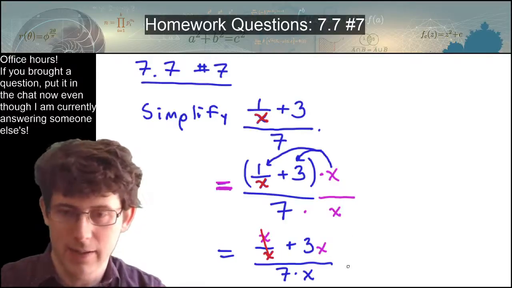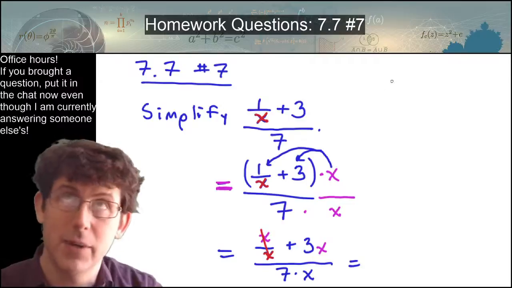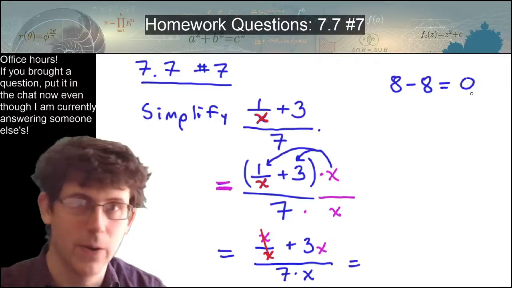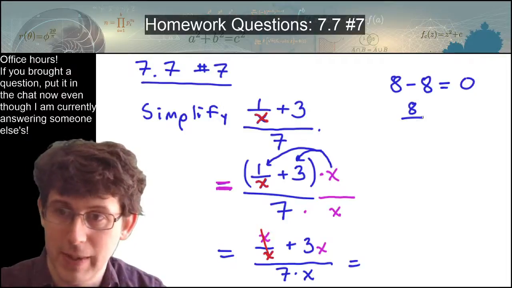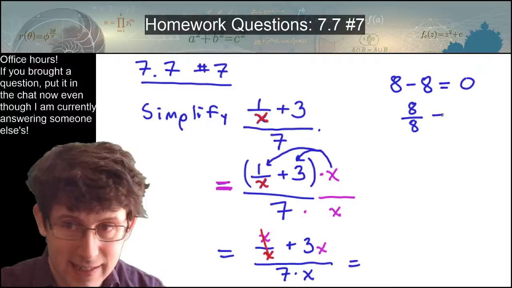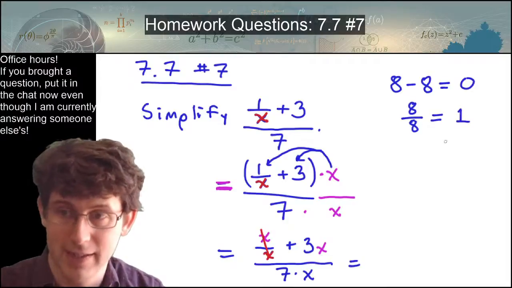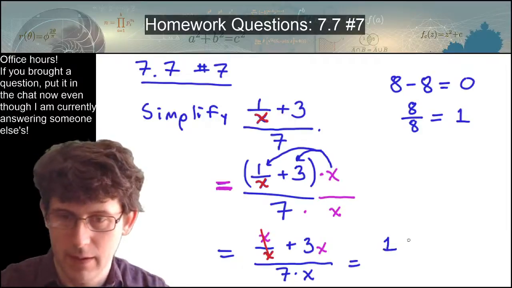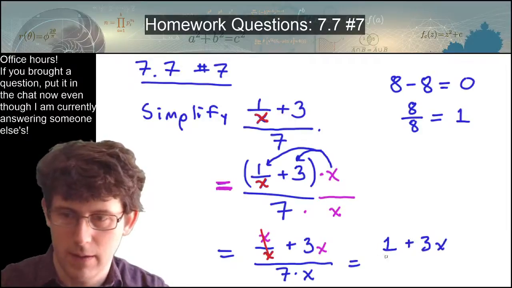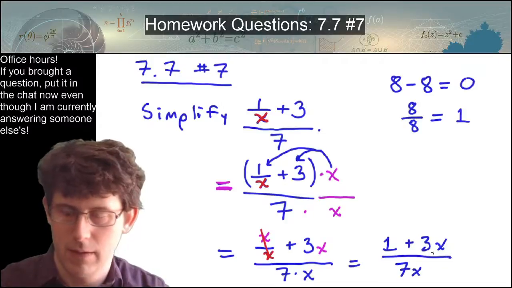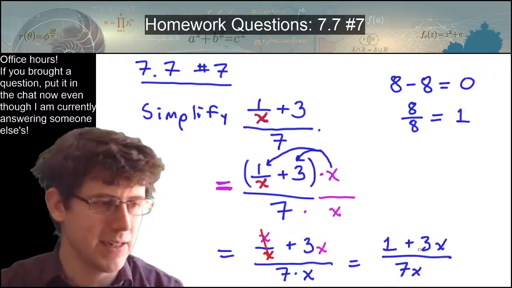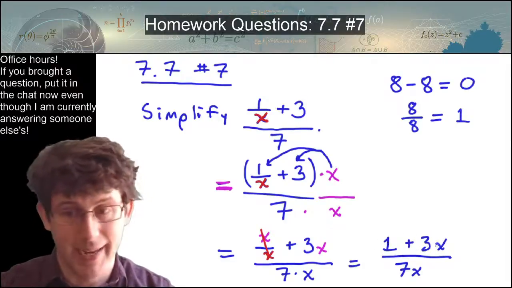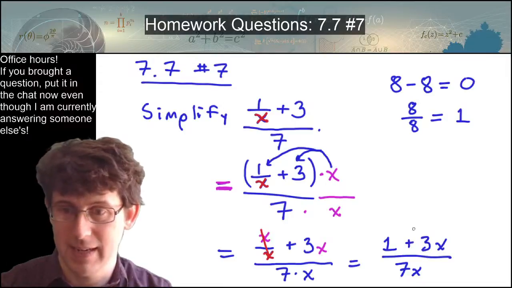One last thing that can go wrong. When you cancel two numbers by subtracting, like 8 minus 8, you get 0. But when you cancel two numbers by dividing, like 8 divided by 8, 8 divided by 8 is 1. So here, x divided by x should be 1. I don't see any other simplification to be done. The numerator isn't divisible by 7, and the numerator is not divisible by x, so I'm all set. This is my answer.